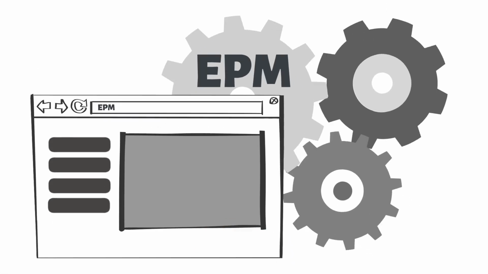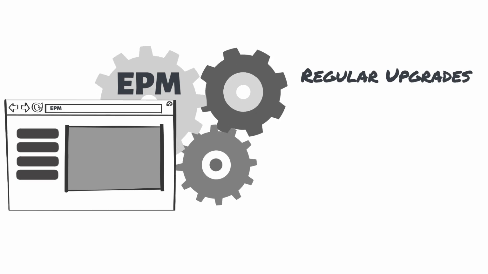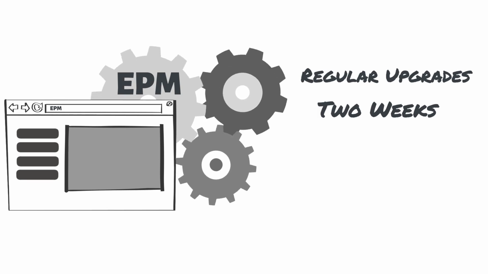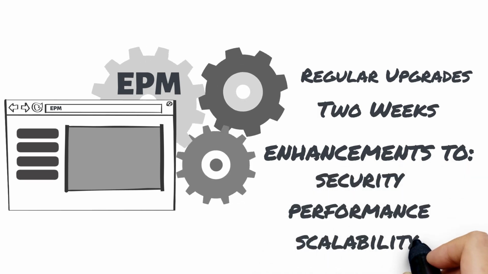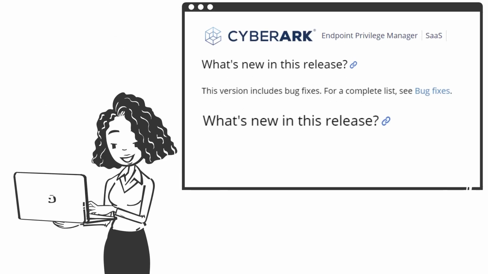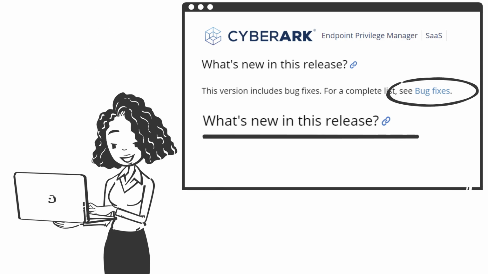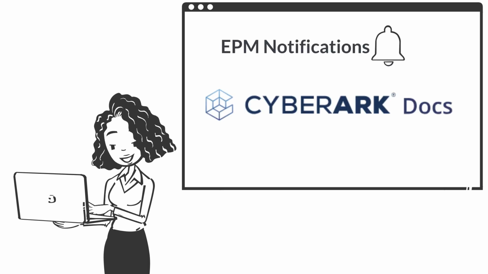In contrast, the EPM backend and console undergo upgrades more regularly. The EPM console experiences updates approximately every 2 weeks. While some of these updates introduce new features, most are focused on enhancements to the security, performance, and scalability of the service. Given the regularity of upgrades, it's crucial to keep abreast of the release notes. This is essential for pinpointing features that are relevant to your organization, which can serve as incentives for upgrading, alongside the resolution of bugs. You can locate these details in the EPM console's notification section and on docs.